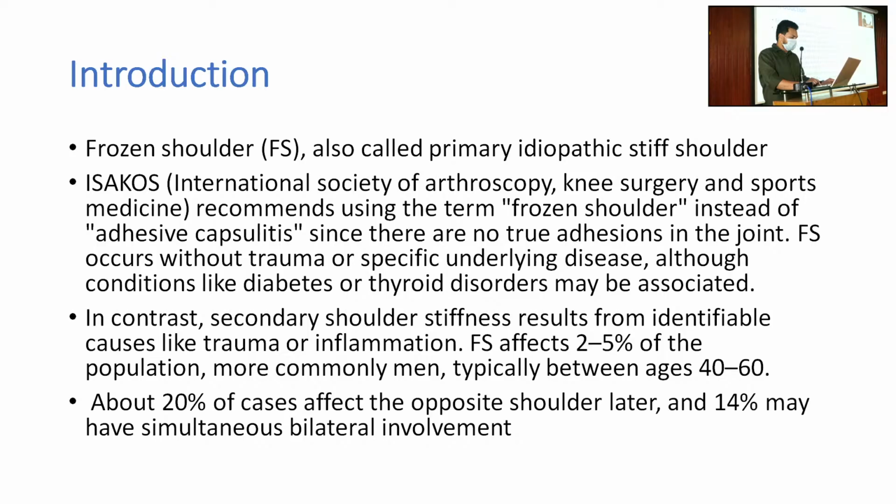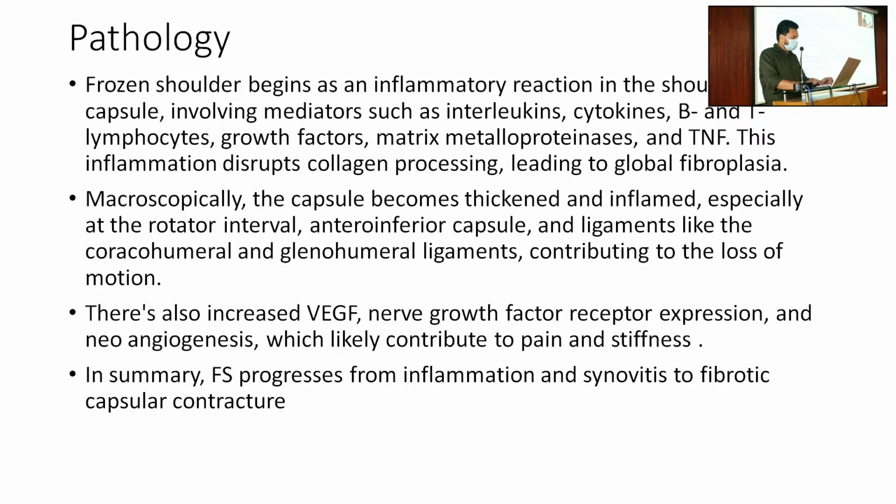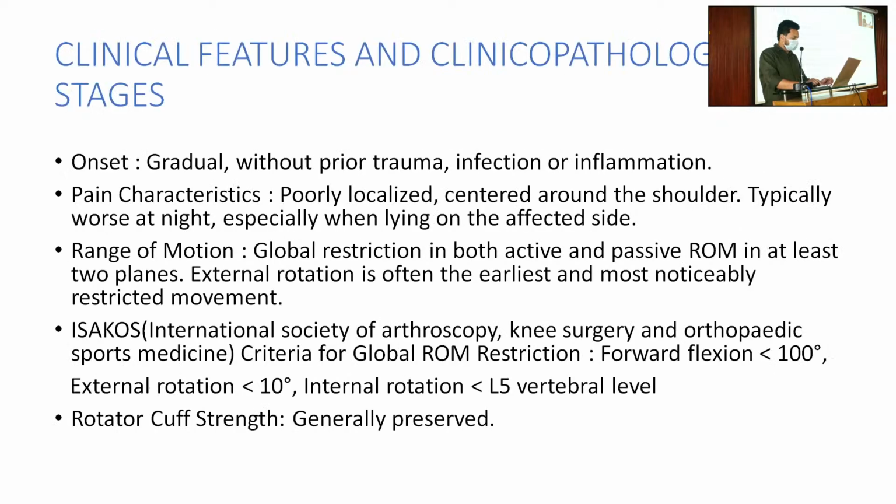Frozen shoulder affects 2 to 5% of the population, more commonly men, typically between 40 and 60 years. About 20% of cases affect the opposite shoulder later, and 14% may simultaneously have bilateral involvement. Associated condition: primary frozen shoulder is idiopathic but is commonly associated with diabetes mellitus. Clinical features: the pain is gradual, without prior trauma, infection or inflammation.